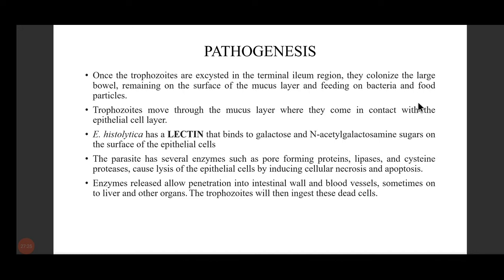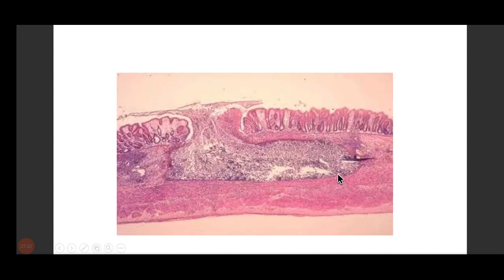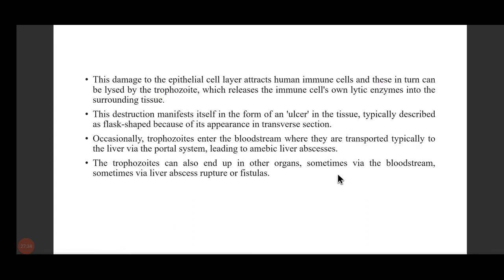Okay, let's proceed further. This damage to the epithelial cell layer attracts human immune cells, which in turn can be lysed by the trophozoite, which releases immune cell lytic enzymes into the surrounding tissue.